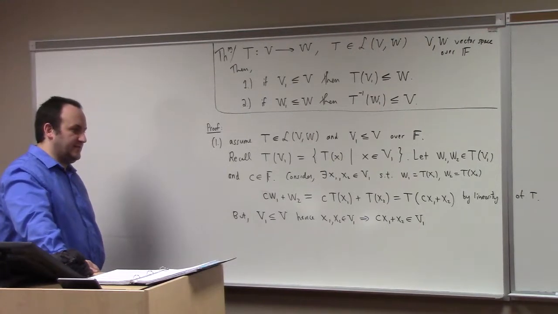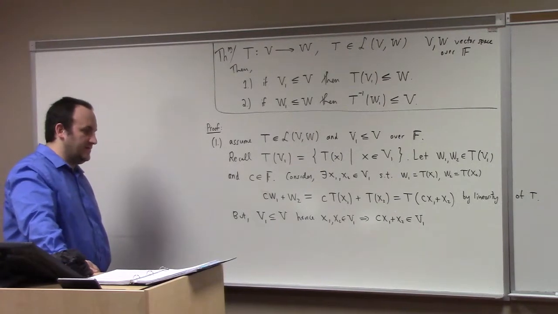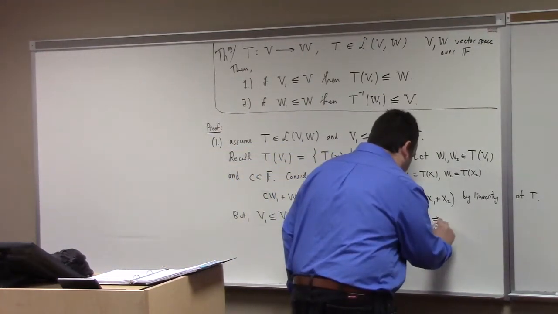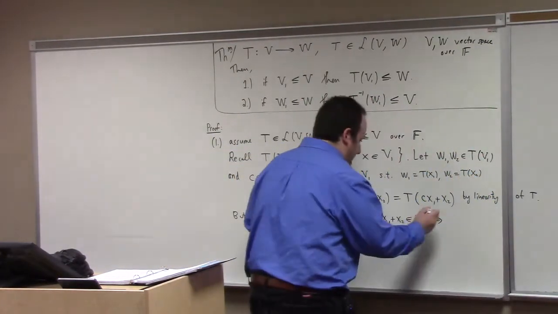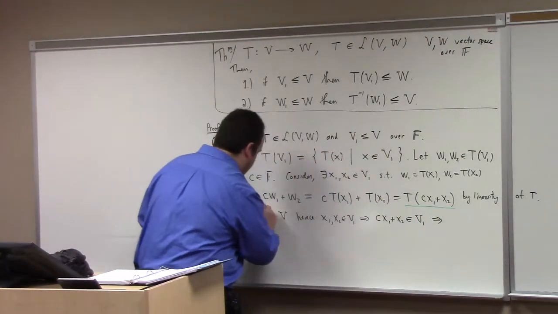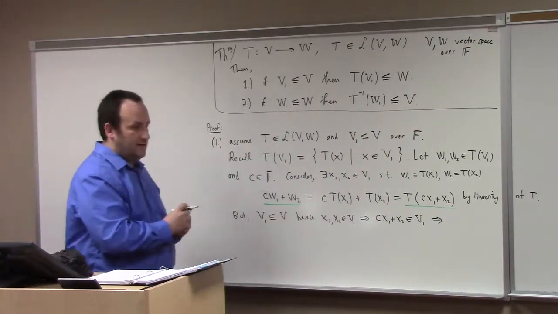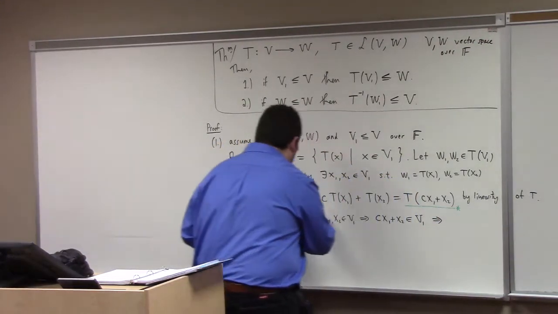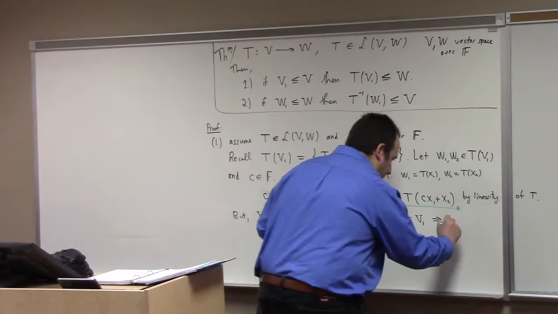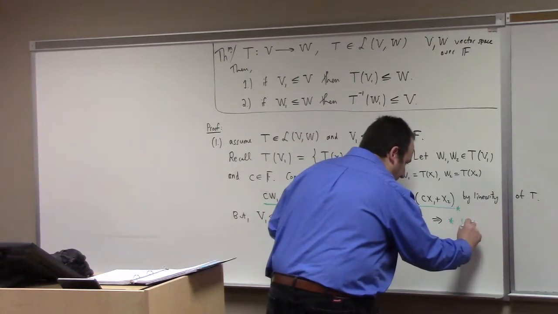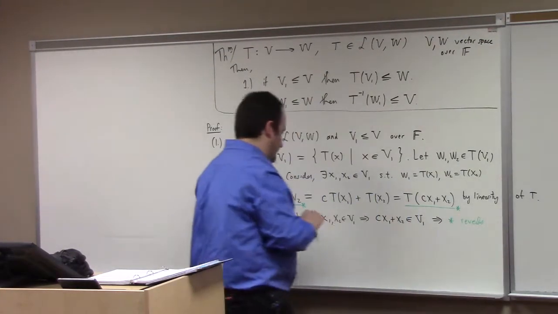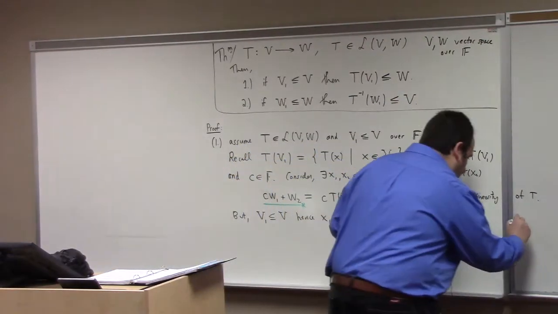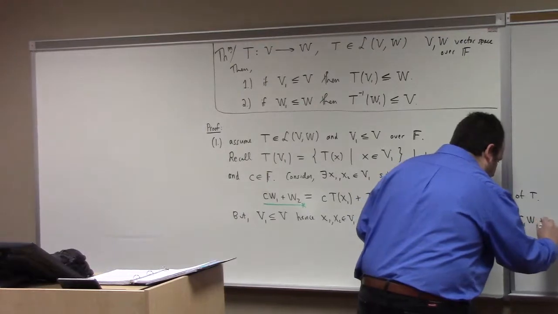If Cx1 plus x2 is in V1, what does that say about the line right above? Focus your attention. We got this is equal to that. Call that thing star. So star reveals what? That C W1 plus W2 is an element of what?